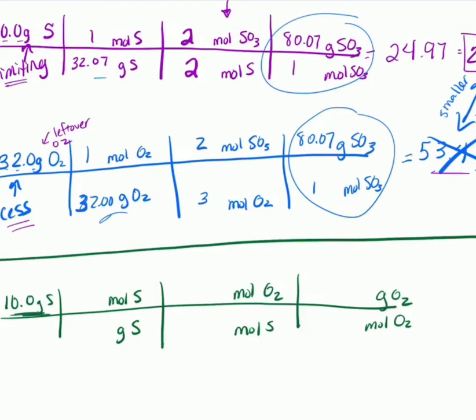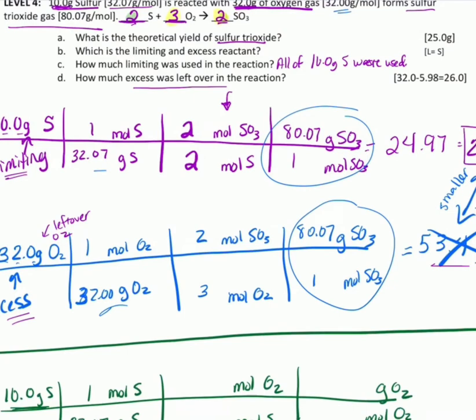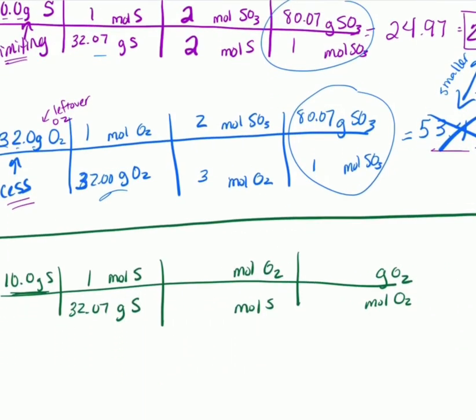So we've got grams of sulfur. This is the limiting, so it was all used up. So we want to see how much oxygen it used as it was being used up. So this is our 32.07 in 1 mole. This is from the reaction. Look at the reaction there. 2 sulfurs to 3 oxygen.